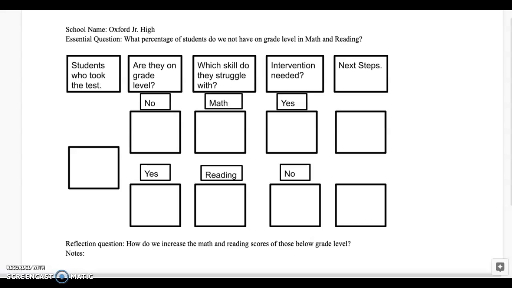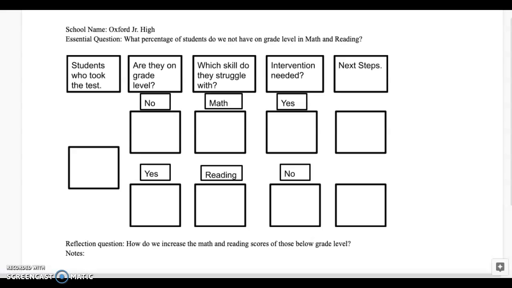I made a simple little graph here to look at our iReady scores in math and reading to see which students are on grade level or not on grade level. If you look at it here, we see the number of students who took the test, and the next step would be, are they on grade level or not? How many are struggling with math? How many are struggling with reading? Is there intervention needed for those students? And then what would our next steps be?